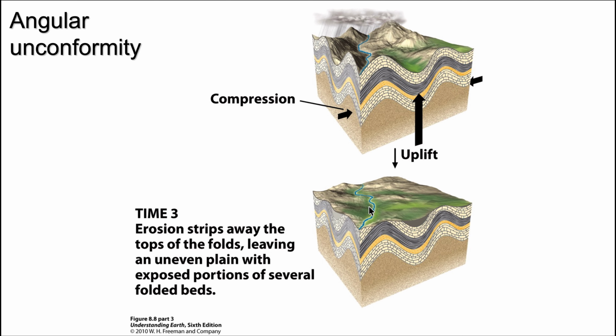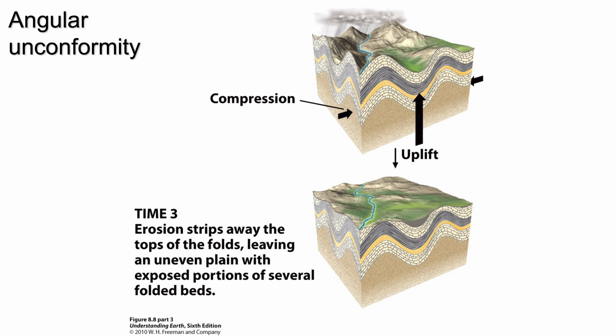Now upon exposure, the erosion is going to strip away the tops of the folds, usually, unless they're very resistant rock, and that does happen. The result is we're left with an uneven plane with exposed portions of several folded beds. This is very common in the geologic record.